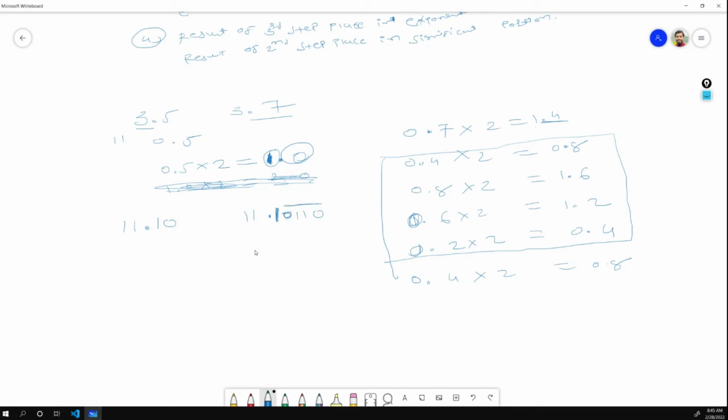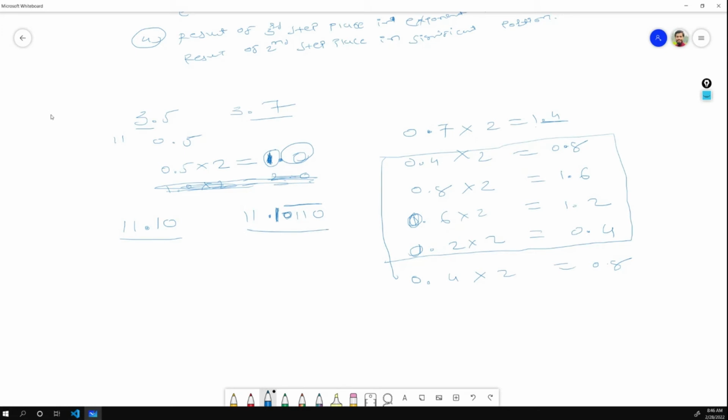Okay, understood how to convert into binary? You have to continue till 1.0. If you find that similar parts come again, like 0.4 multiplied by 2 again and again repeating, then you have to put the bar from there. So this is the binary of 3.7 and this is the binary of 3.5.